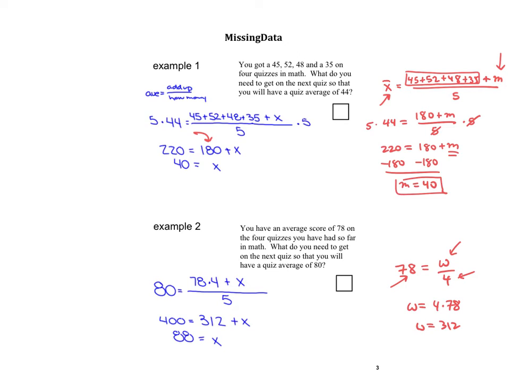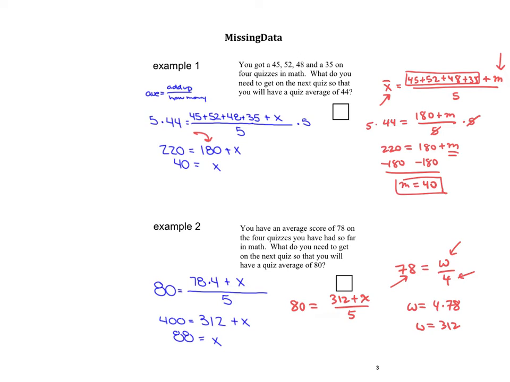Okay, so it says, what do you need to get on the next quiz so that you'll have a quiz average of 80? So if I want my first 5 test scores to be an average of 80, okay, I got to do the math to find X here. Now, if you look at the setup over here, this setup is slightly different. Maybe I can talk to that in just a moment.